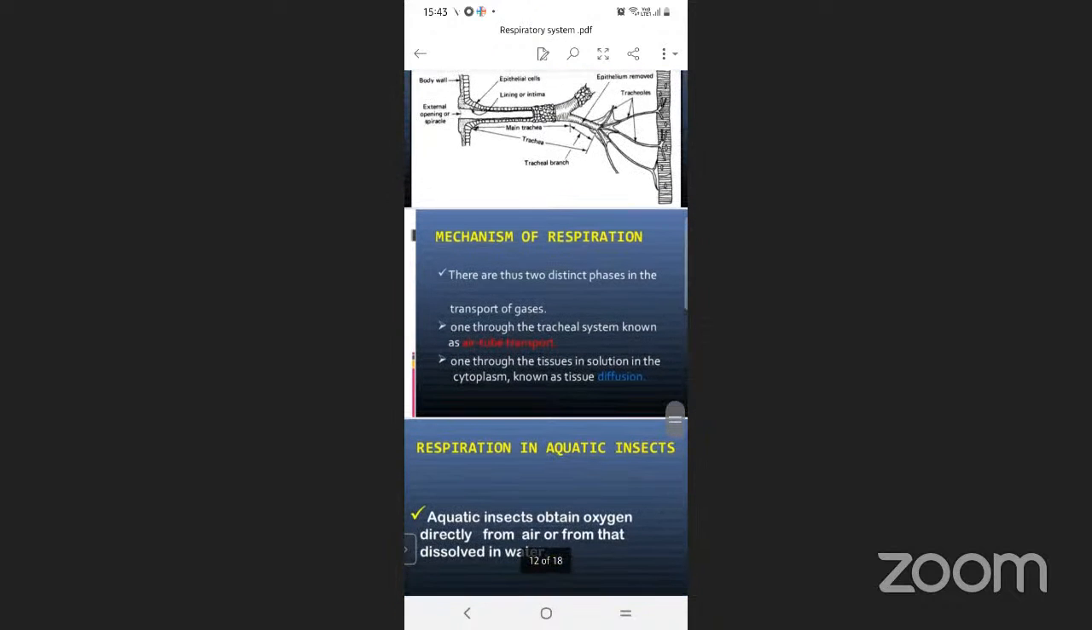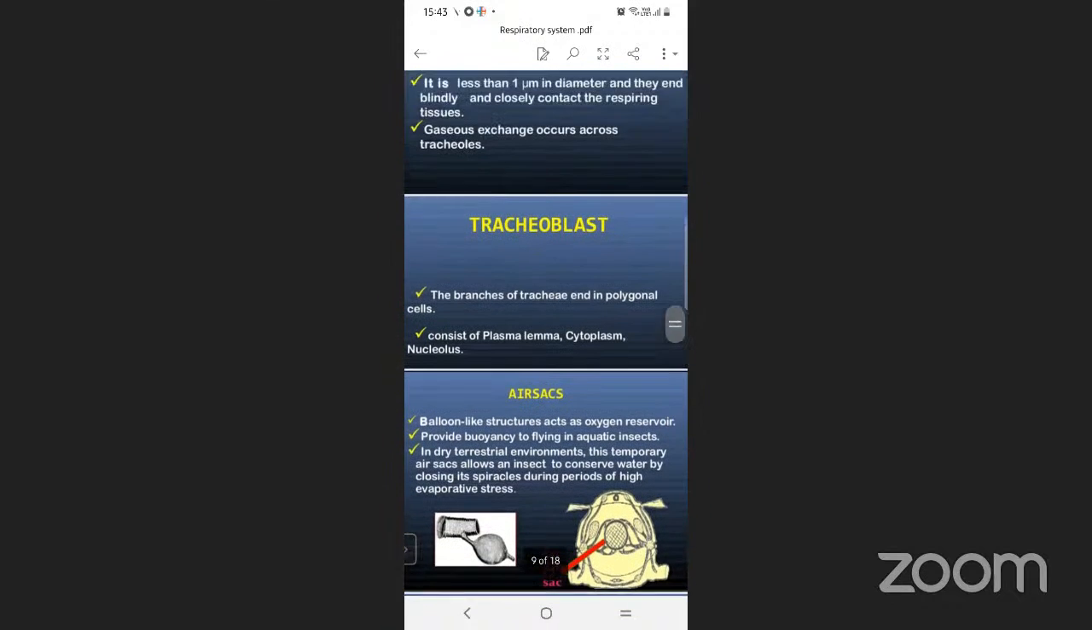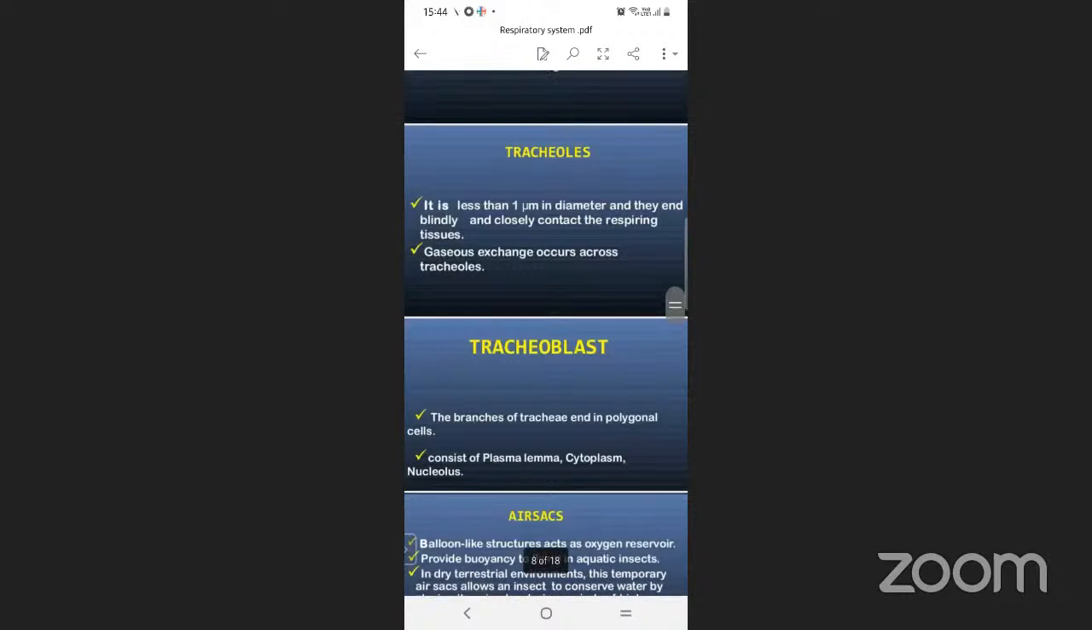So when we come to the mechanism, there are two distinct phases in the transport of gases. One is through the tracheal system, known as the air tube transport system. The other is through the tissues, in solution in the cytoplasm, known as tissue diffusion. This works with the tracheoles, which are less than 1 micrometer in diameter, and they end blindly and closely contact the respiring tissues. Gaseous exchange also occurs through the tracheoles.